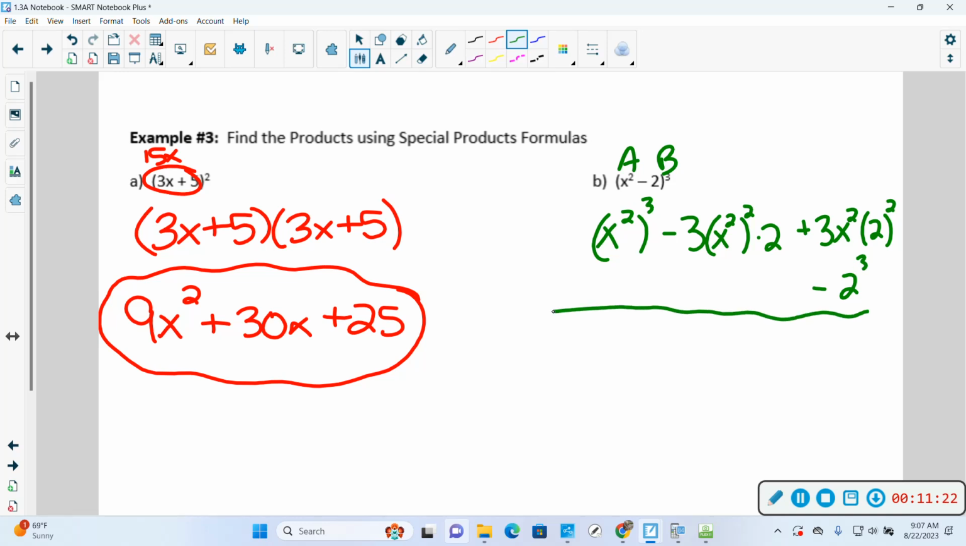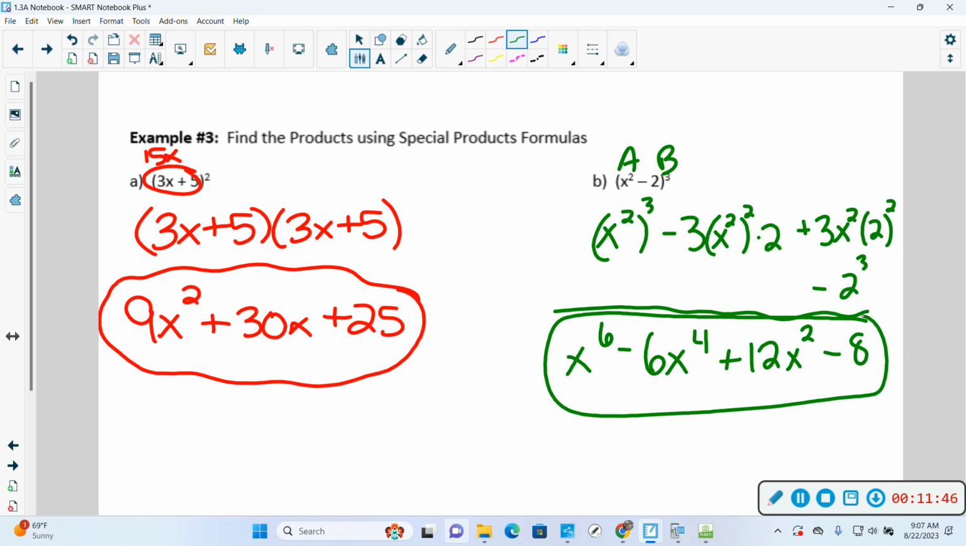So all I'm going to do is now simplify this. So power, we're going to multiply. Of course, x to the 4th, and I'm going to do 3 times 2 together. 3 times 2 is 6. 2 squared, 4. 4 times 3, 12. And what's 2 cubed? 8. Got it. So just a little bit of a shortcut.